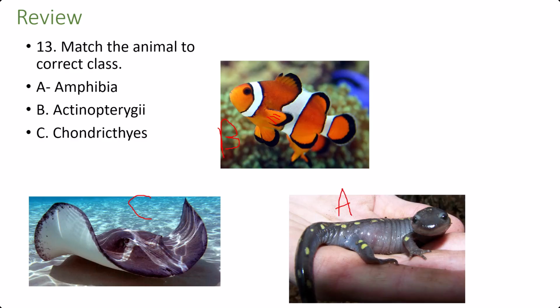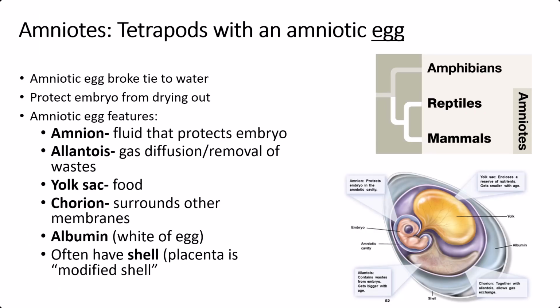That brings us to the amniotes, which are tetrapods with an amniotic egg. The amniotic egg is super important because it broke the tie to water. So organisms with an amniotic egg don't have to lay their eggs in water. The egg itself protects the embryo from drying out.